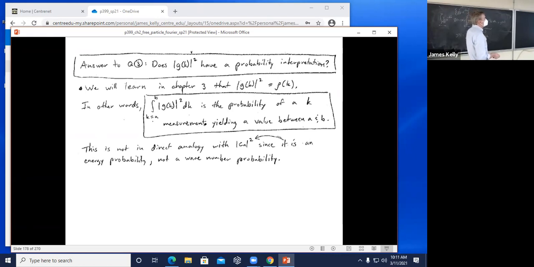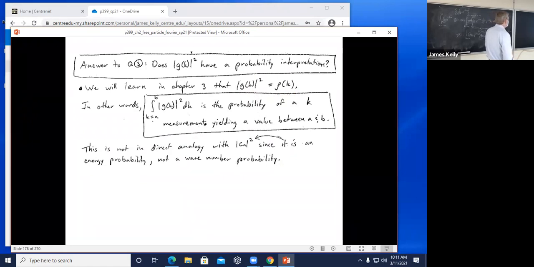So we're going to learn that in chapter 3, that the magnitude of g of k squared is rho of k. So it's the probability density under the k curve, it's sort of like our psi star psi as a function of x. This is the same thing as a function of k. Unfortunately, it's not necessarily a completely direct analogy with this magnitude of Cn squared, because this is interpreted as an energy probability, whereas this one, this rho of k, is interpreted as a wave number probability.